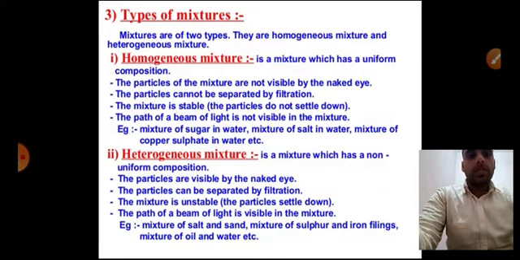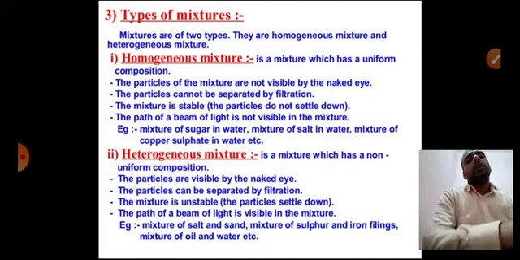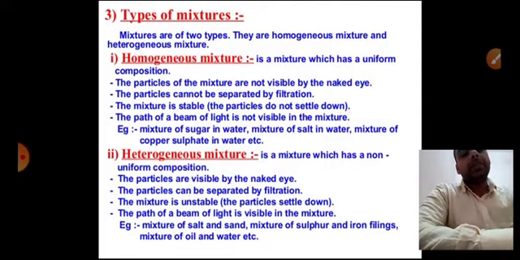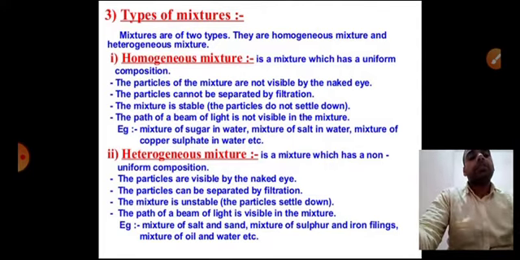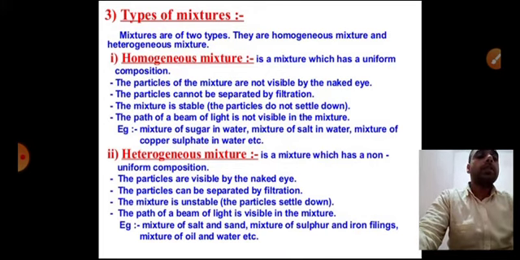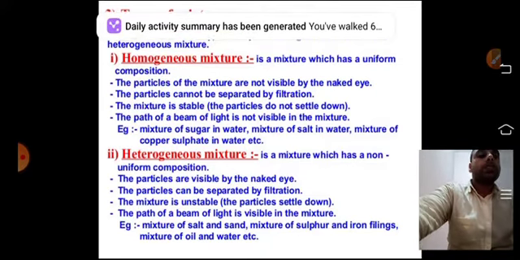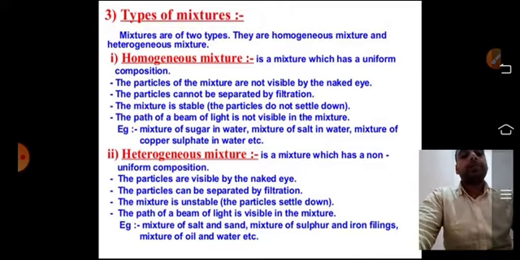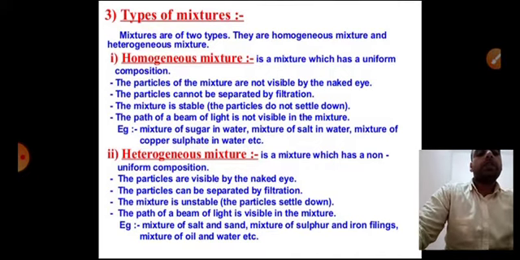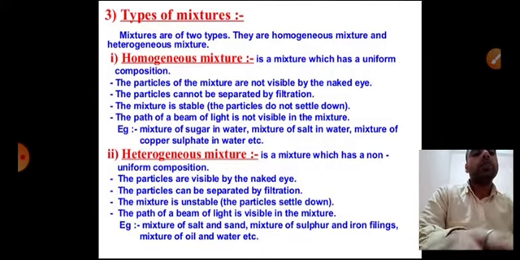So, dear students, this is a video of class 9, and in this video, we are going to revise some of the topics. The very first topic you can see is the types of mixture. There are generally two types of mixture we are discussing. The first one is homogeneous mixture and the second one is heterogeneous mixture.